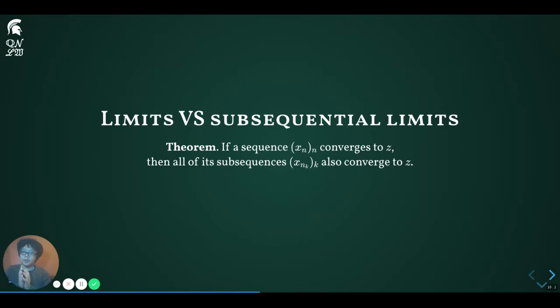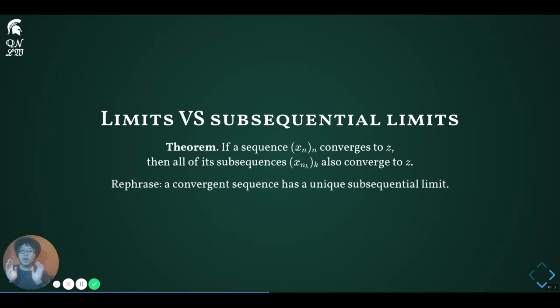The first theorem is somewhat obvious. If a sequence converges to z, then all of its subsequences converge to z. Or, in other words, a convergent sequence has a unique subsequential limit. We have already seen a similar theorem earlier. We proved in a lecture last week that if a sequence converges, then the lim sup and lim inf agree. This theorem is in a similar vein.